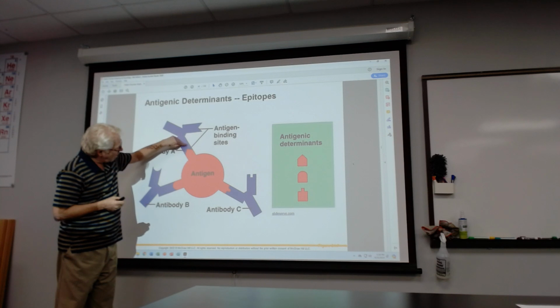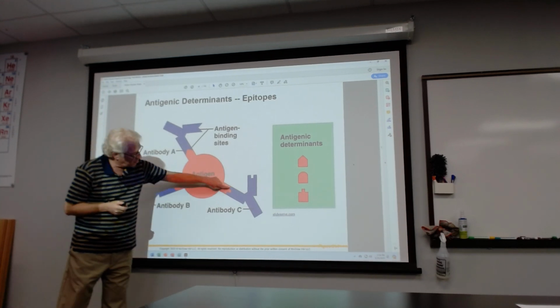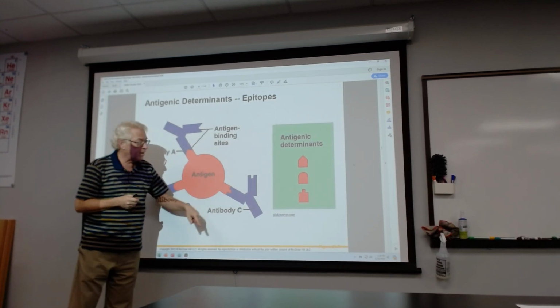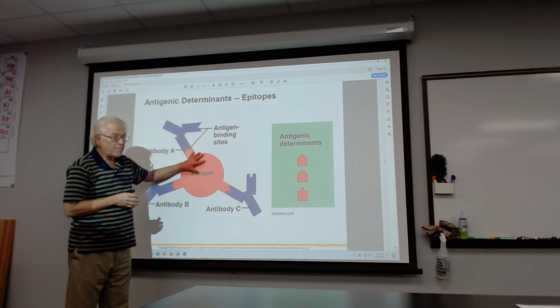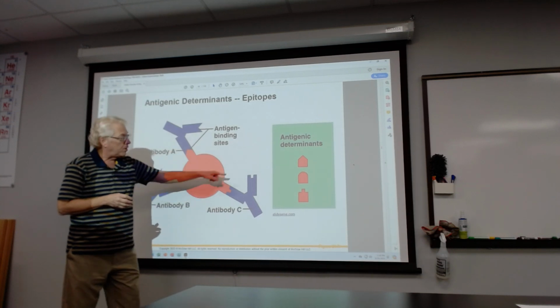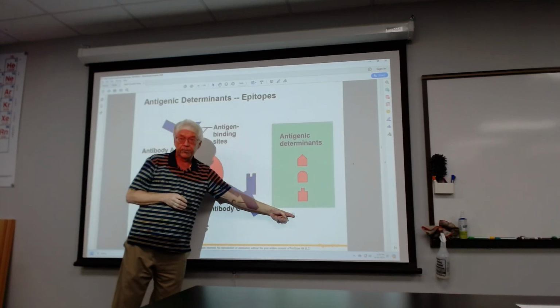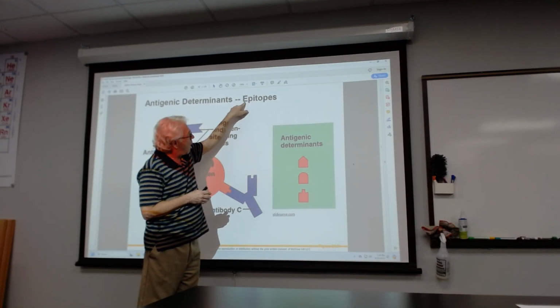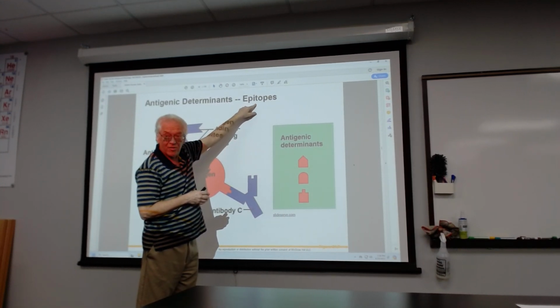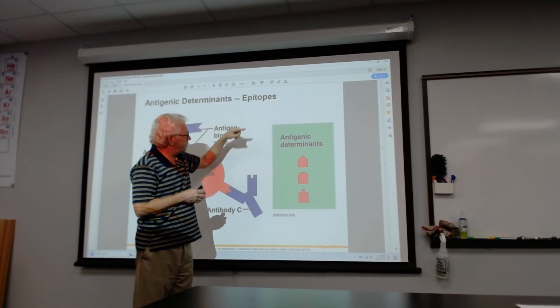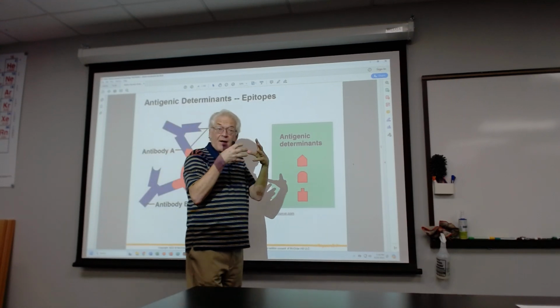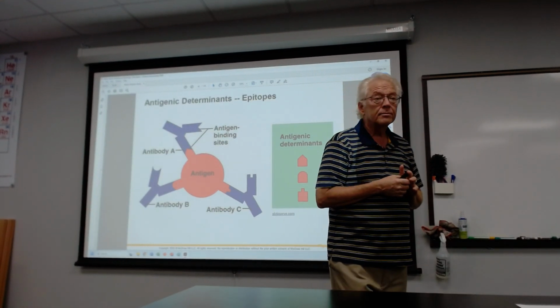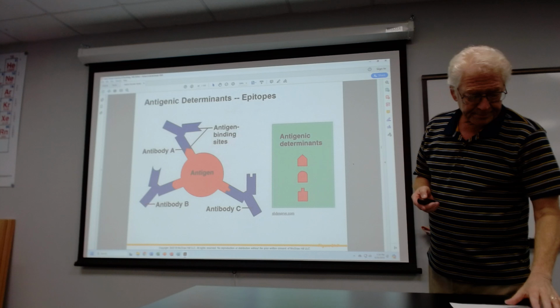Triangle shape, rounded shape, square shape. And therefore, one bad guy could have multiple antigenic determinants or epitopes on the outside, on the surface, epi, like epidermis. And that's what the antibodies stick to.